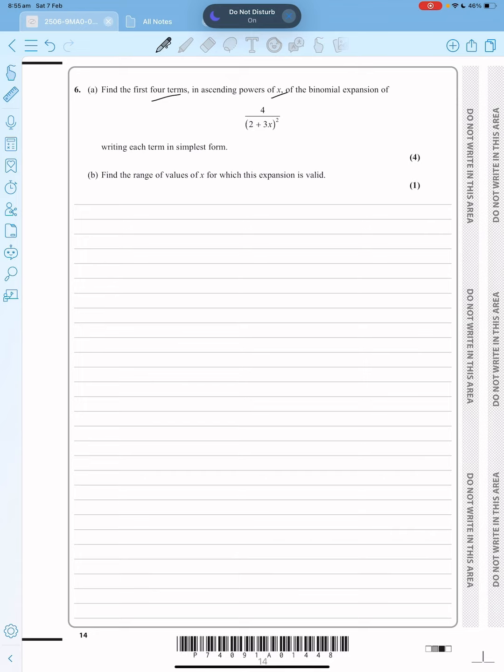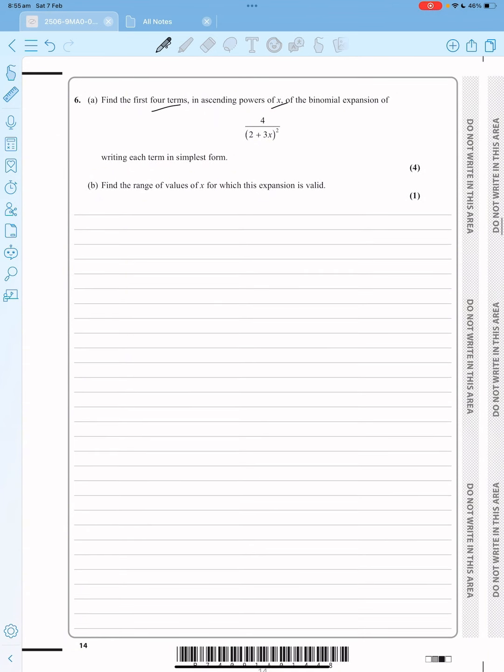Question 6 is on binomial expansion, and it asks us to find the first 4 terms in ascending powers of x of that function. Now this is quite standard. There was an outrage as to why there wasn't a regular binomial expansion question in the previous paper, or sorry, in the non-modified papers, but there was one here. So that was a questionable decision from Edexcel, but we persist.